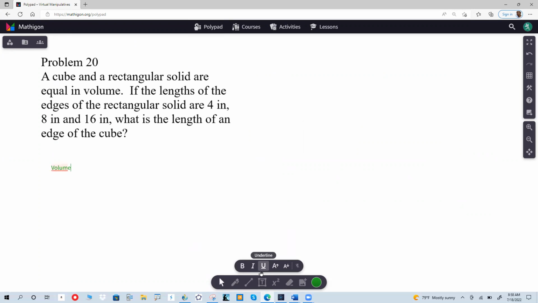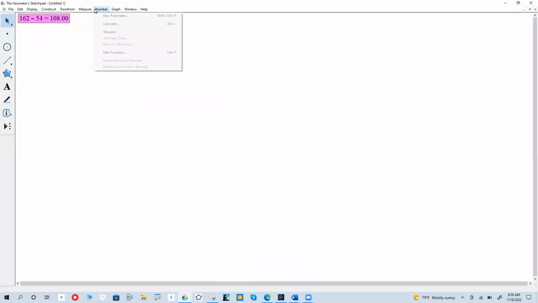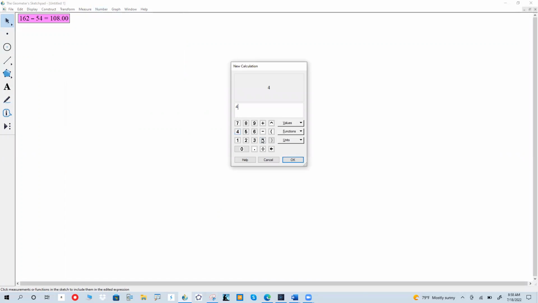Volume of the solid with a rectangular base. Okay, that's what we mean. Rectangular solid is going to be 4 by 8 by 16. And I'm just going to use my calculator. And 4 times 8 times 16 is 512.